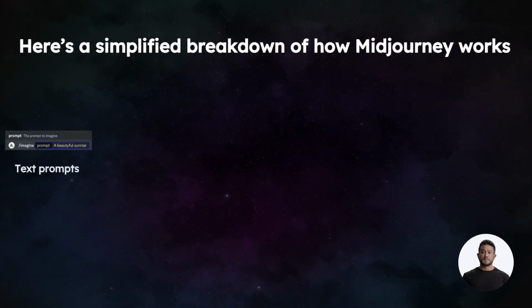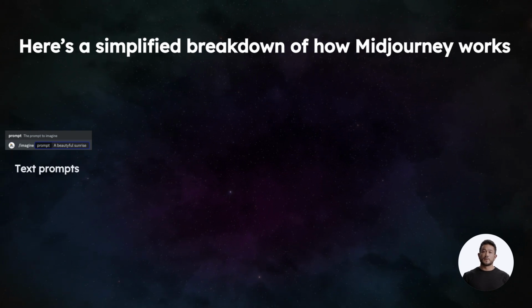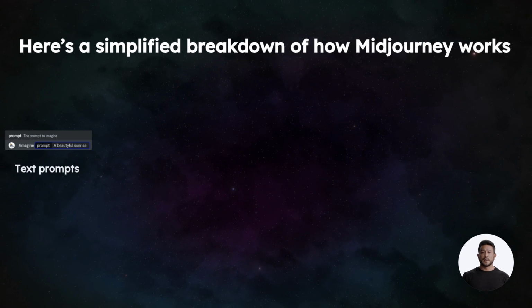Text prompts. The process starts with you. You provide Midjourney with some input, usually in the form of a text prompt. This prompt is a description of what you want to create. It could be anything from a beautiful sunrise to a serene beach at sunset. Processing the prompt.